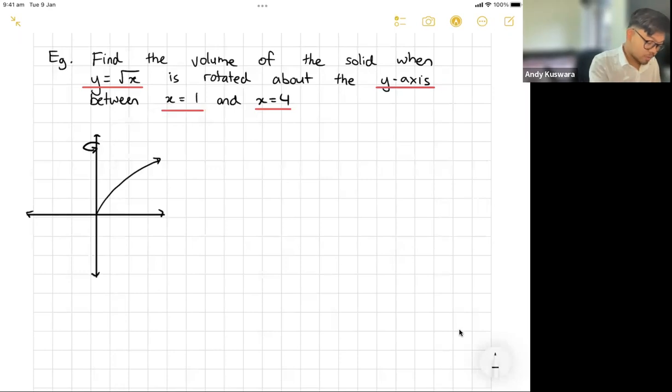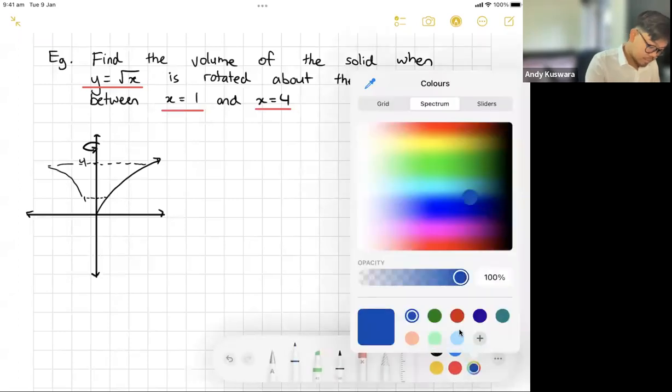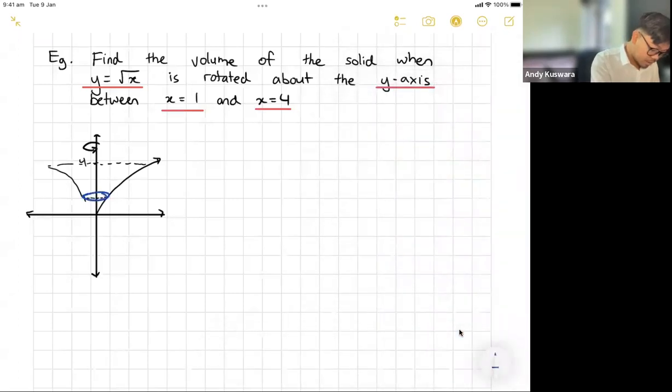And I'm rotating between x equals 1 and x equals 4. So let's say that's 1. Let's say that's 4. And I'm rotating around the y. So it is going to be somewhat this way here. Right, that's the rotation that I'm making. And that's the solid that I'm forming here. Kind of like this. Yep. Rotating a solid there.